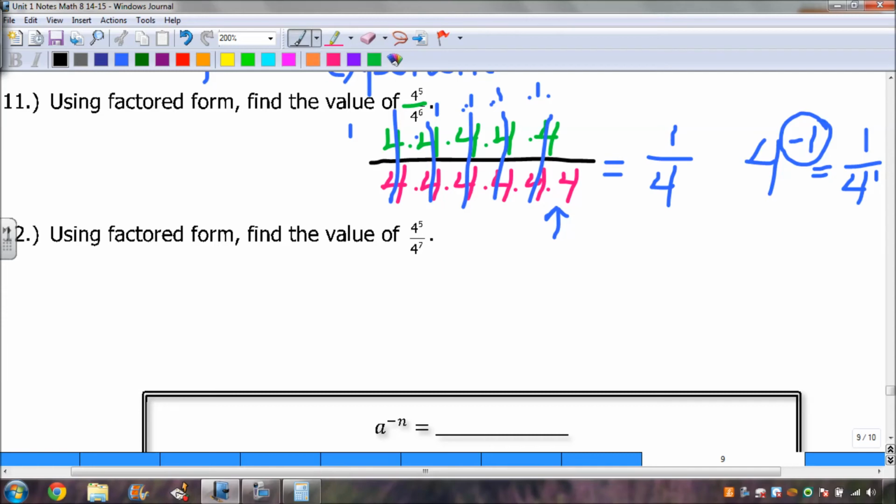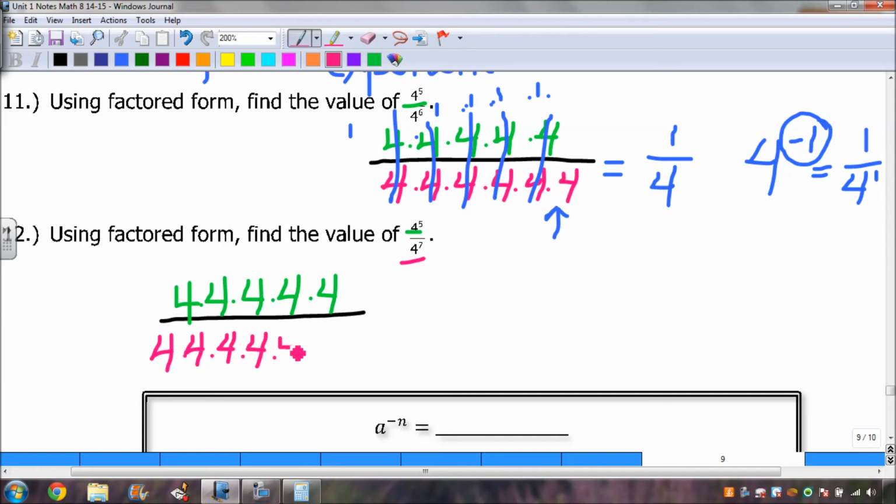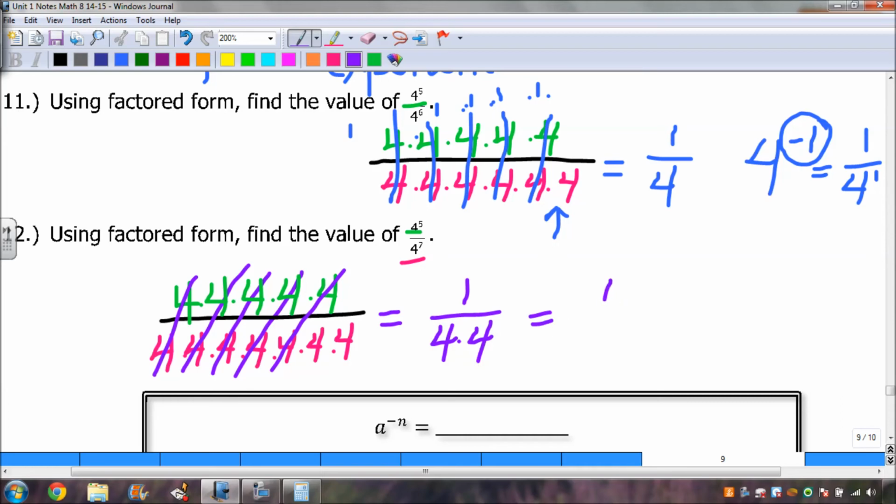So how many 4's am I going to write on top? Hopefully you said that we should write 5 4's on top. 1, 2, 3, 4, 5. And hopefully you understand that you will write 7 4's on the bottom. And these 4's cancel to give you 1, cancel, cancel, cancel, cancel. So you end up with 1 on top. And then you've got 4 times 4 on the bottom. But hopefully you understand that 4 times 4 is 4 to the 2nd power, right?